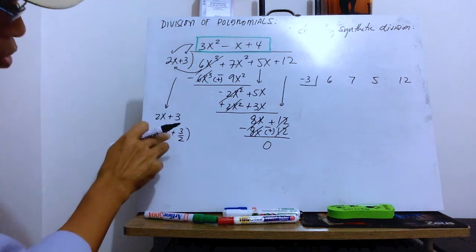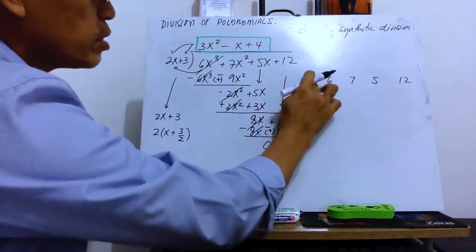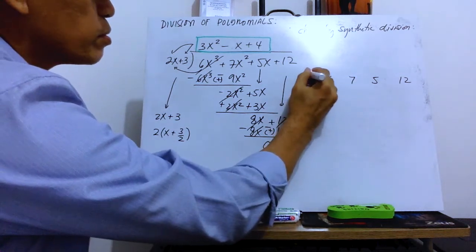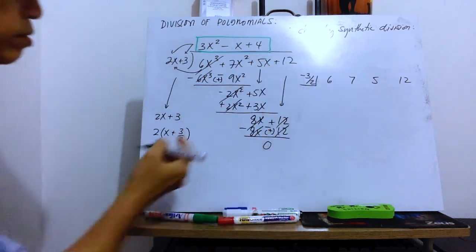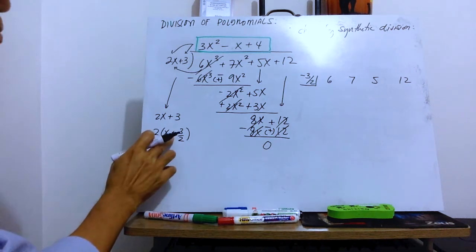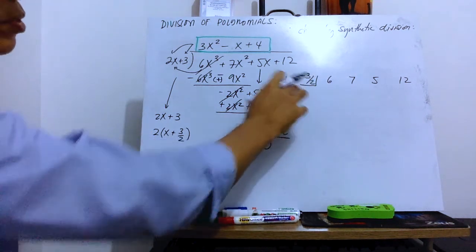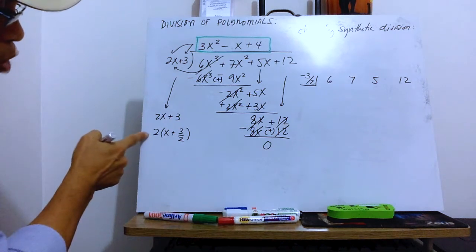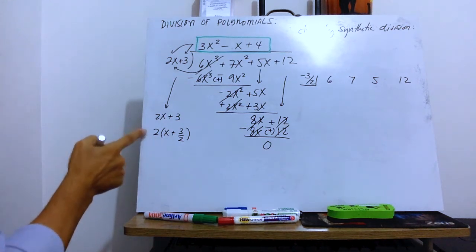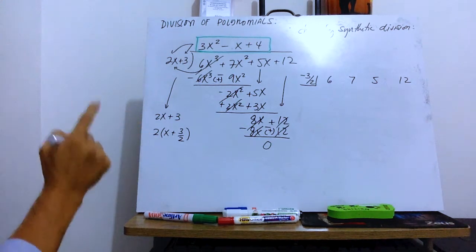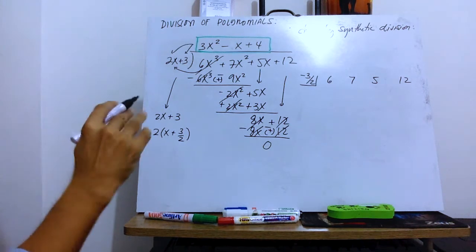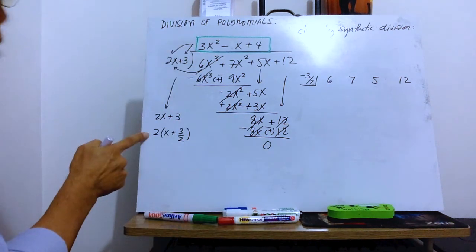Now, our divisor is negative 3 over 2, not 3 over 2. There. Okay, so positive 3 over 2, negative 3 over 2. Remember, we multiplied the divisor by 2. Okay, that's what we did. Later on, we're going to divide it by the same number.